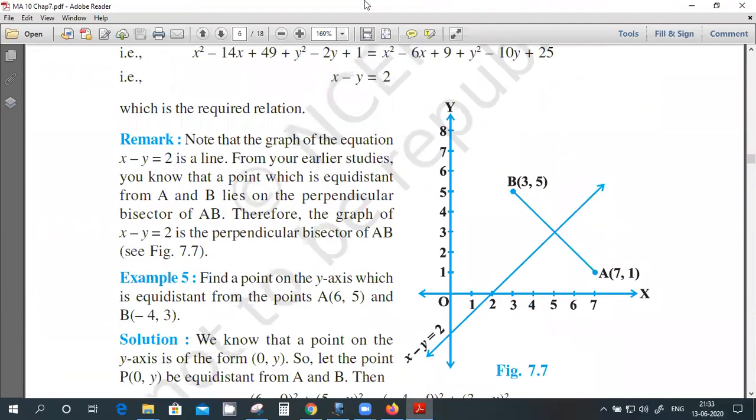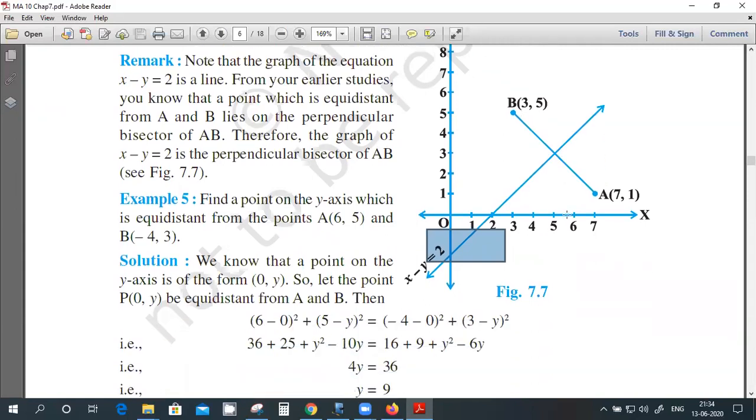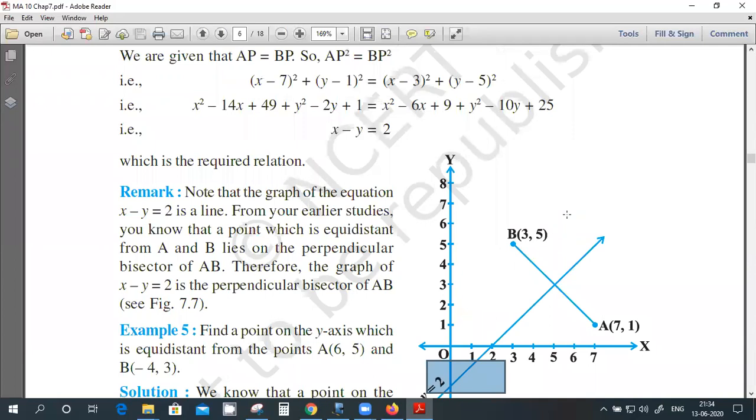And x minus y is just an equation of the line here. So any point on this line will be equidistant from these two points. This is the equation of a line, right? And that is this line here. It is perpendicular to this line segment and equidistant from both the points. Okay, next one.